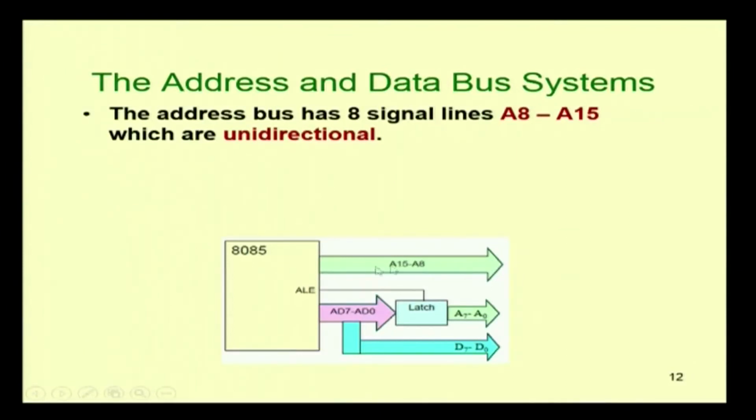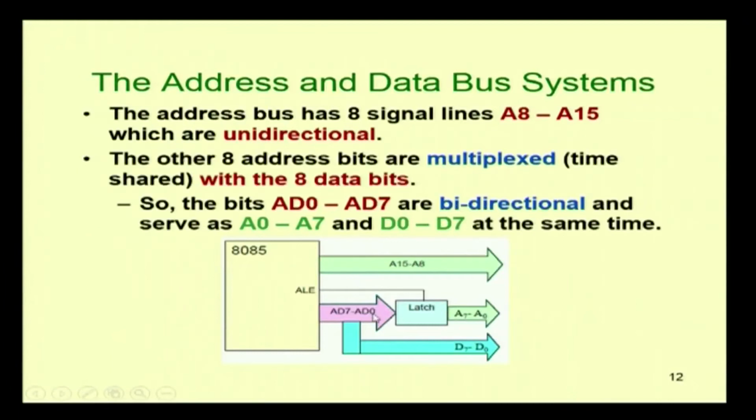So, it is unidirectional, and then you have the data. Here you have the address as well as the data. The data will be bidirectional, so it can receive the data as well as send the data. These 8 lines are bidirectional, that means data can go like this and then data can come like this. That is the meaning of bidirectional.